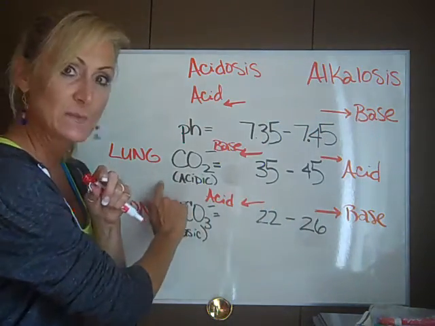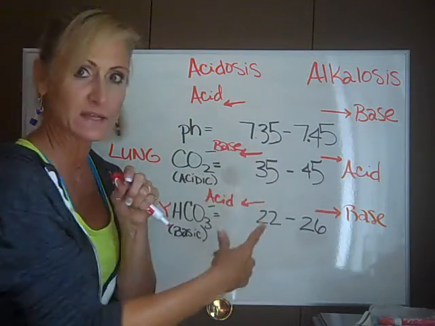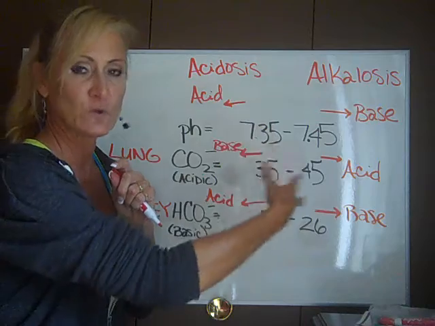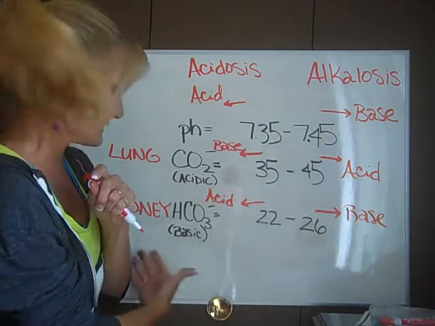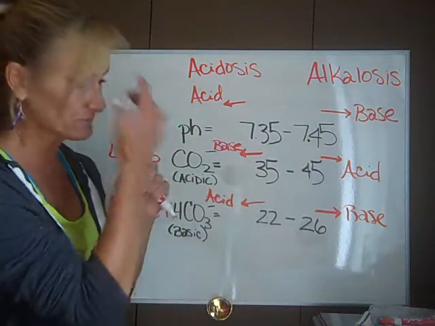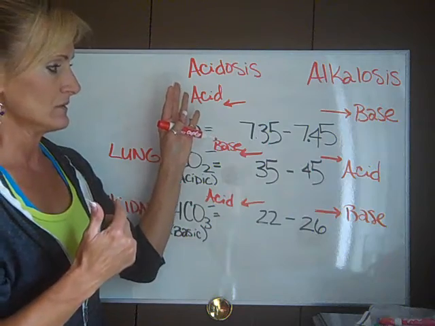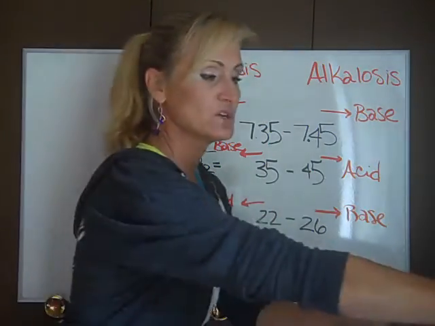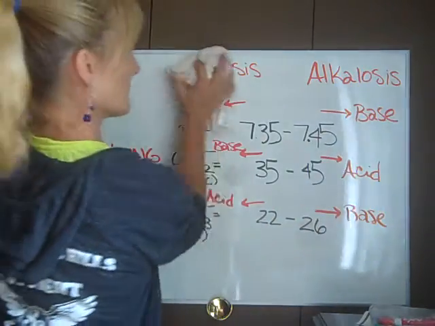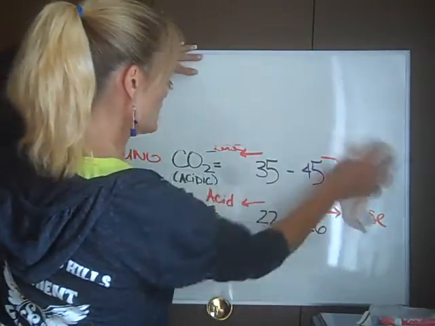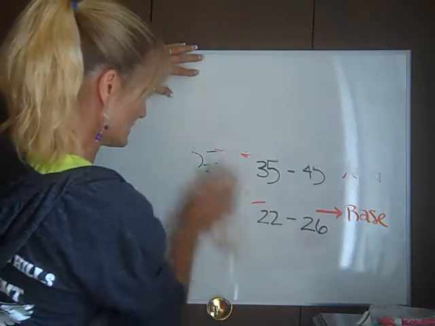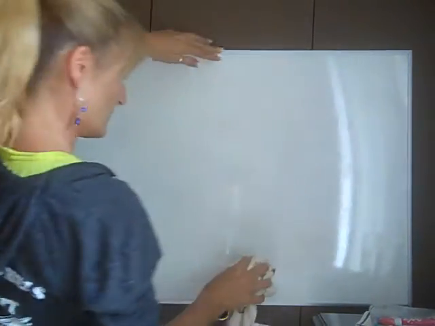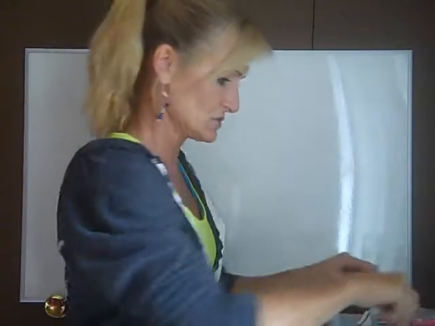The lungs can compensate for an imbalance very quickly. Within minutes, the lungs can start accommodating for some kind of an imbalance, unlike the kidneys. So that's it in a nutshell. Now I'm going to show you a couple little tricks. There are a couple of little tricks you can do, because when you bring this down to real life, it gets a little bit tricky.